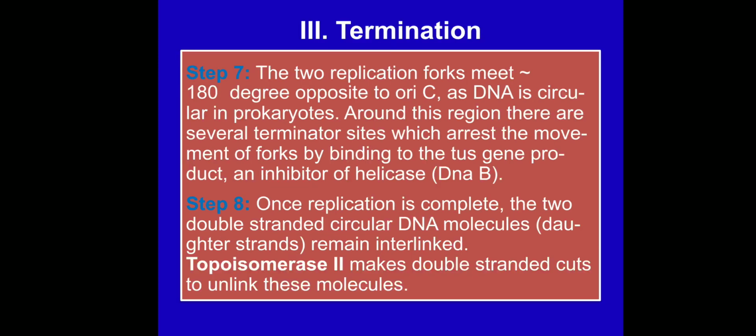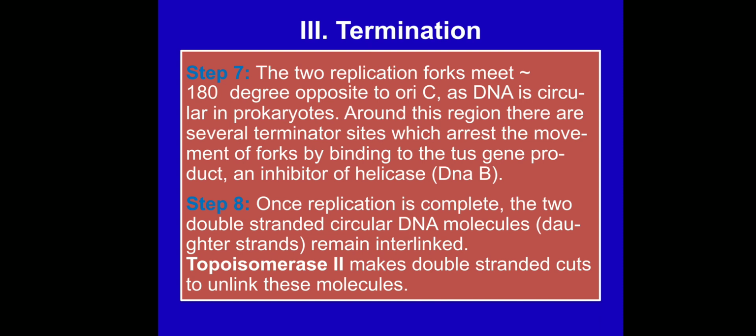And in the last, that is termination, in step 7, the two replication forks meet 180 degrees opposite to OriC, as DNA is circular in prokaryotes. Around this region, there are several terminator sites which arrest the movement of forks by binding to the Tus gene product, which acts as an inhibitor of helicase, that means DnaB.